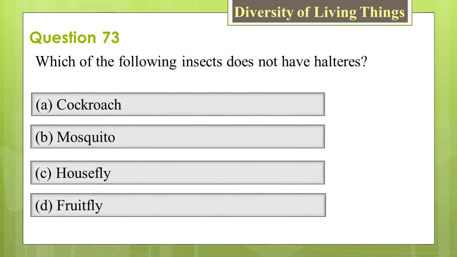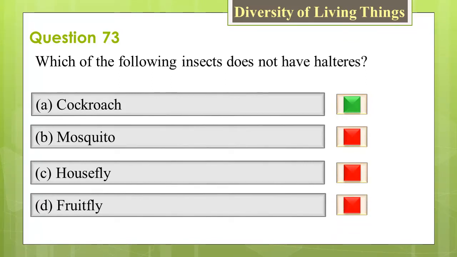Question 73. Which of the following insects does not have halteres? A. Cockroach, B. Mosquito, C. Housefly, D. Fruit fly. Which of the following alternatives is the correct alternative? The correct alternative is A, cockroach.